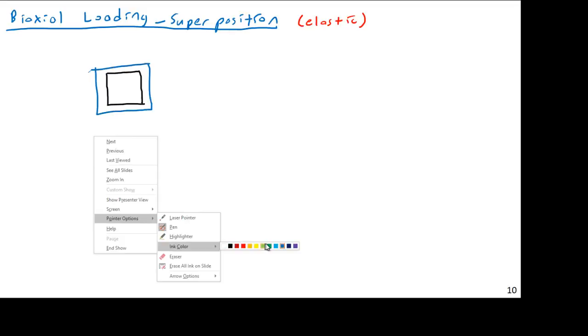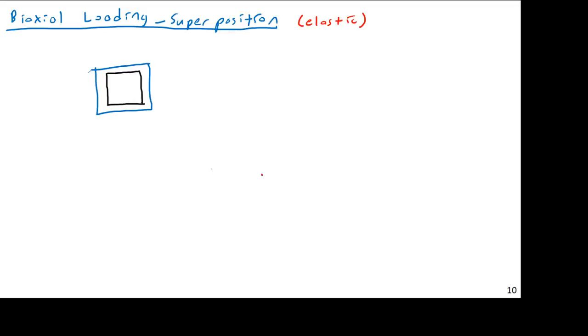So what we're going to have here is a sample of material with stresses applied on two axes. So we are no longer having purely an axial member, for instance. We are dealing with a member that is being loaded in two axes. So we have sigma x and sigma y being applied to the sample, so it's stretching in two directions.